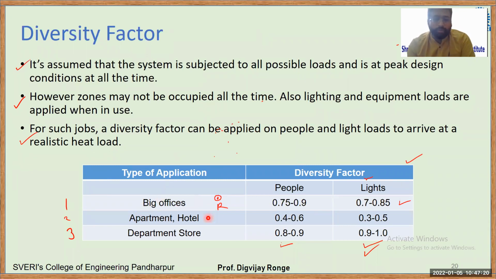First is big offices. In that case, the diversity factor for people is 0.75 to 0.9. That means most of the time 75% is the occupancy inside the offices. And lights also 0.7 to 0.85. That means 70% lights are on most of the times. Apartment hotels, again 0.4 to 0.6 for people, 0.3 to 0.5 for lights. Department store 0.8 to 0.9 and 0.9 to 1. So this is the diversity factor we have to consider while arriving at the realistic heat loads.